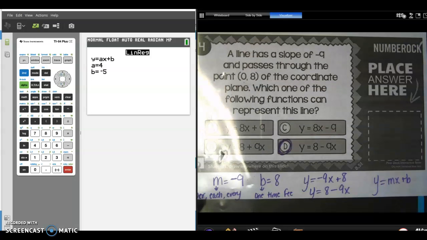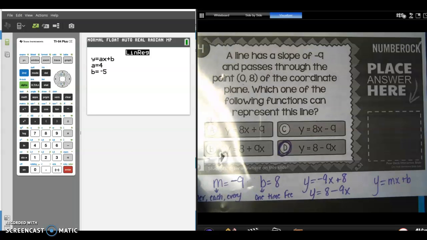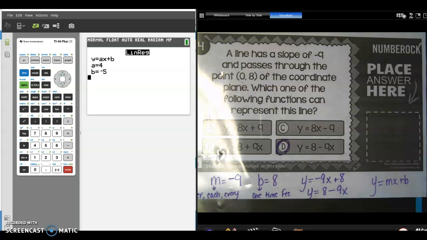Now you will complete your activity for today, and make sure you're using your calculator to double check your answers.